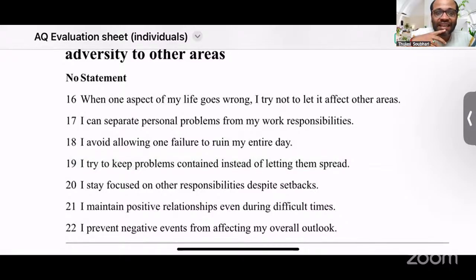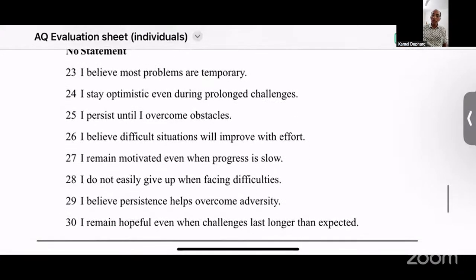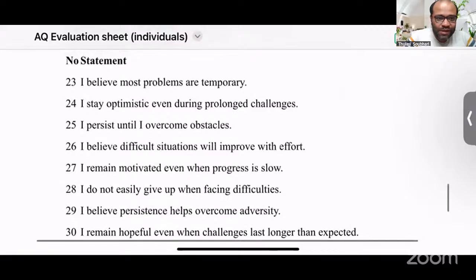What about the endurance score? E score? 22. Mine is 29. Mine is 16. Endurance, sir, can you take the endurance, the last one? 30. 88. See, 72%.